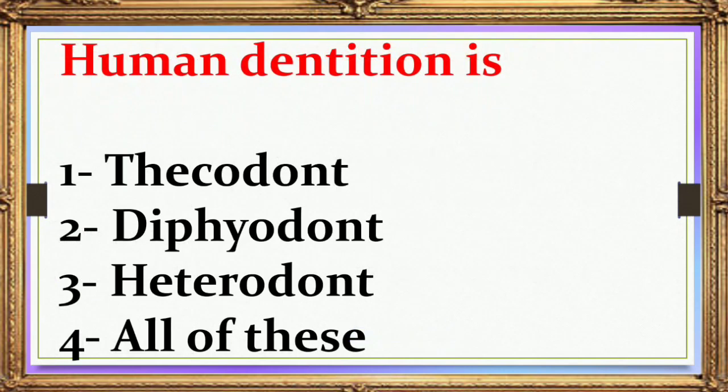Human dentition is first, thecodont, second, diaphyodont, third, heterodont, or fourth, all of these. So these are very important terms. Thecodont means that the human teeth are embedded in the socket of the bone, which you will find out. Second, diaphyodont, because we have deciduous teeth as well as permanent teeth. Third, heterodont, we have 4 types of teeth, namely incisors, canines, premolars and molars. So the answer is all of these.